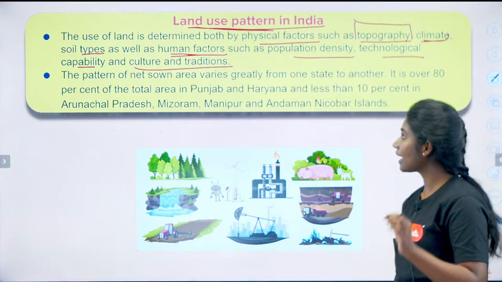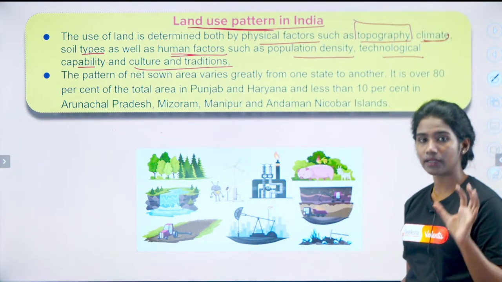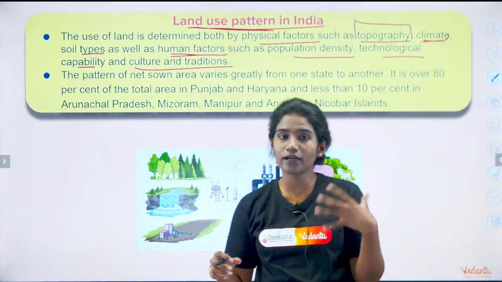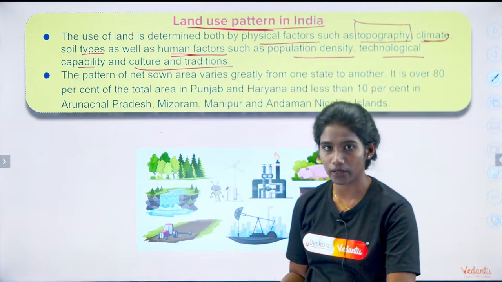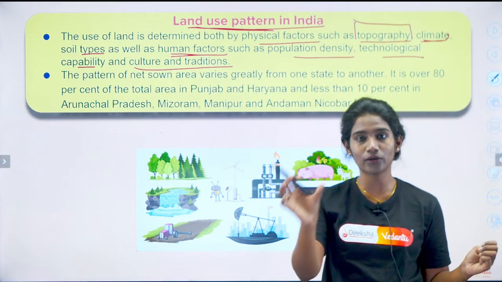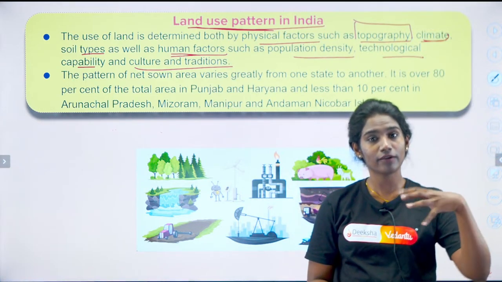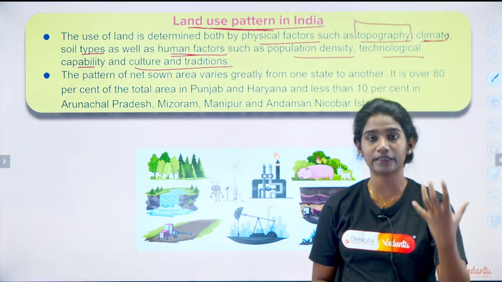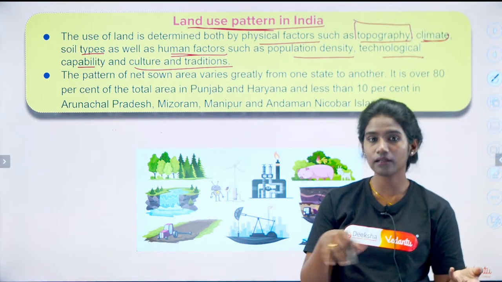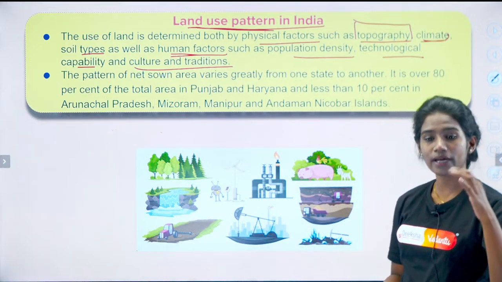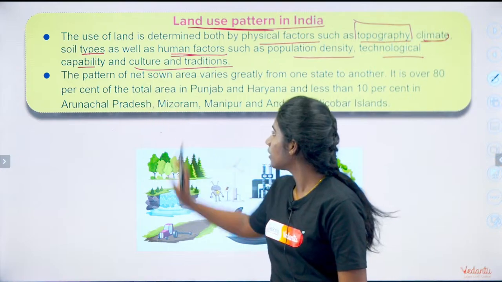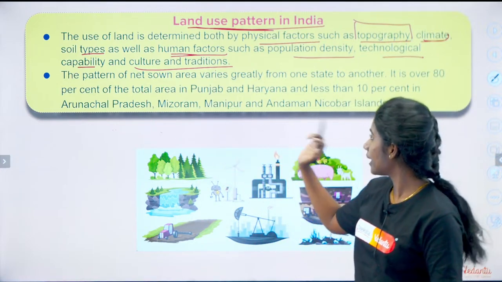Okay, clear with that? And I also spoke about net sown area, which is the agricultural land, the area in which the crop was sown. That tells the net sown area in our nation, with which we can identify in which state the cultivation is high.